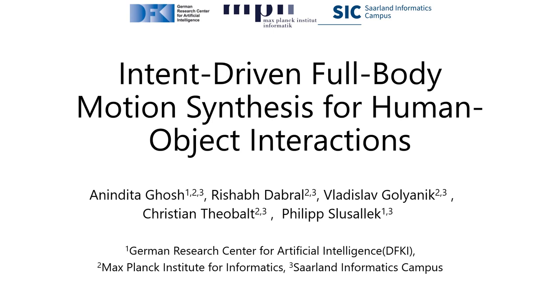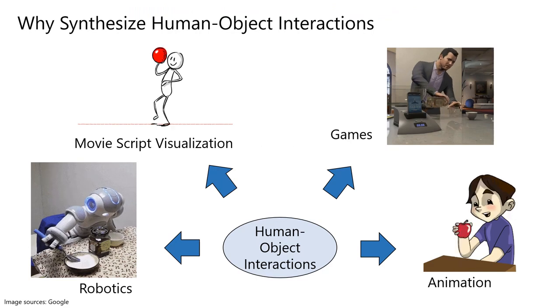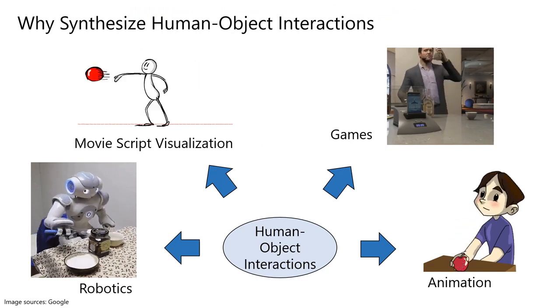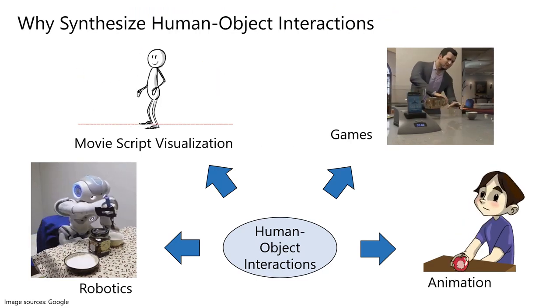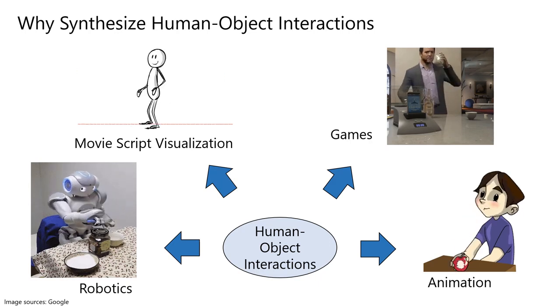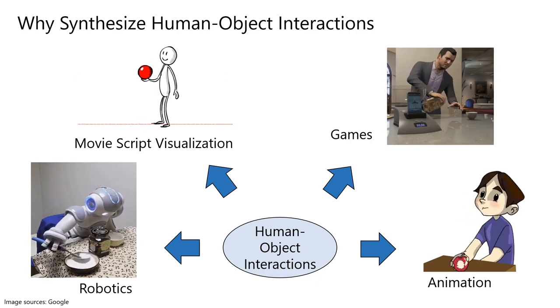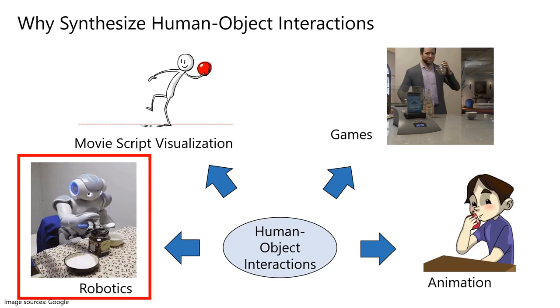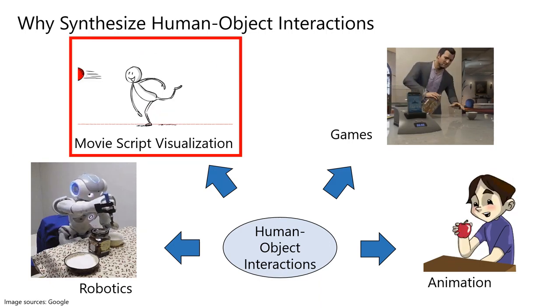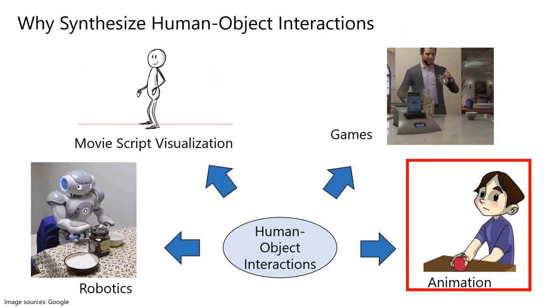We present intent-driven full-body motion synthesis for human-object interactions. Humans interact with objects in numerous ways. Being able to synthesize these interactions in a virtual 3D environment through textual commands has widespread applications in computer graphics and robotics, movie script visualization, games and animation, to name a few.